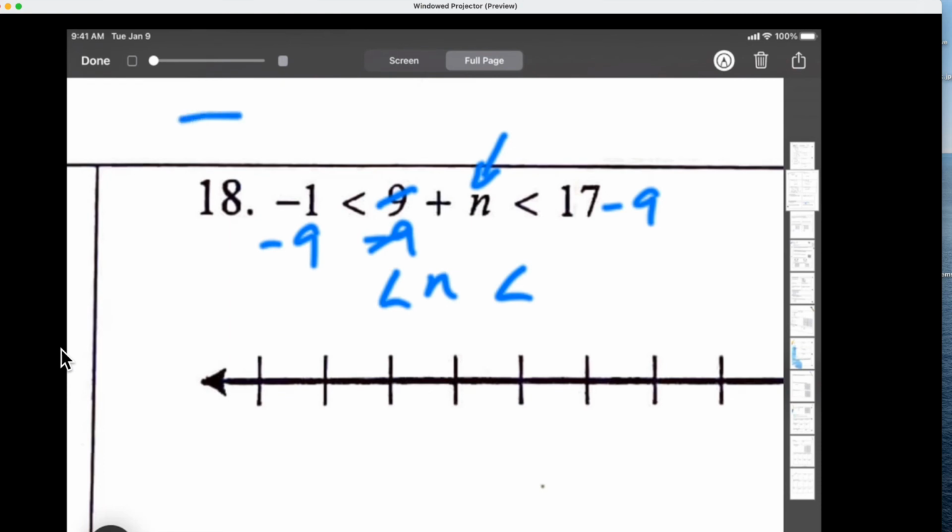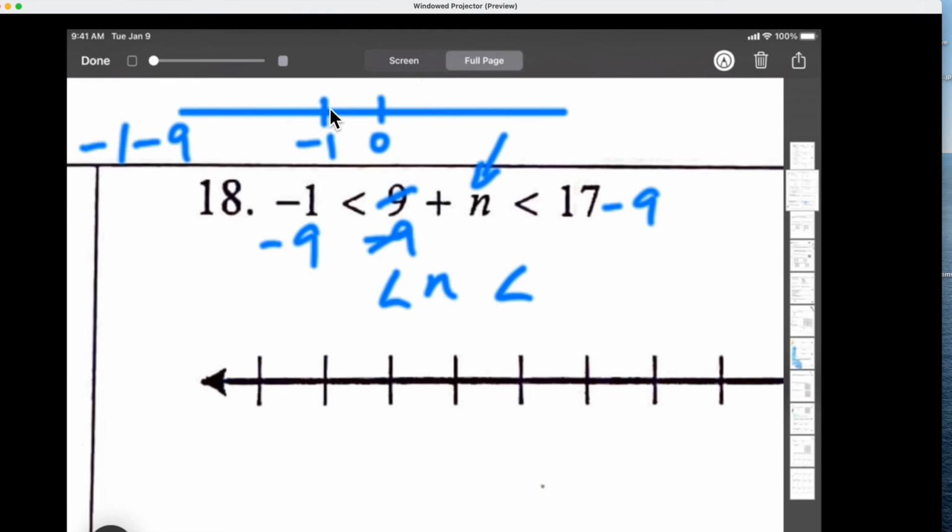If we go to our number line, 0, we start at negative 1. In other words, we're trying to figure out what negative 1 minus 9 is. We start at negative 1, and then that minus sign tells us we're going left. We're going to go 9 units to the left and end up at negative 10. So this is going to be negative 10 over here.